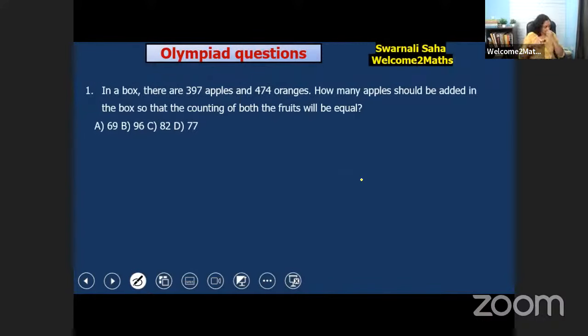So this is the first question. Let's read the question first. In a box, there are 397 apples and 474 oranges. How many apples should be added in the box so that the counting of both the fruits will be equal? That we have to find out. And we have 4 options here: 69, 96, 82, and 77. So which would be the right one? First try to solve this, then I will show you the answer. Okay.